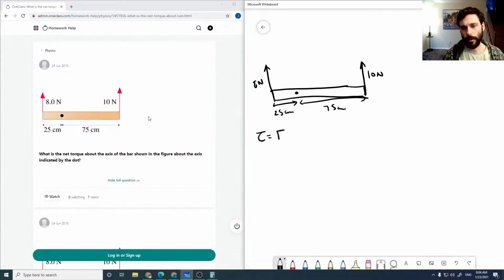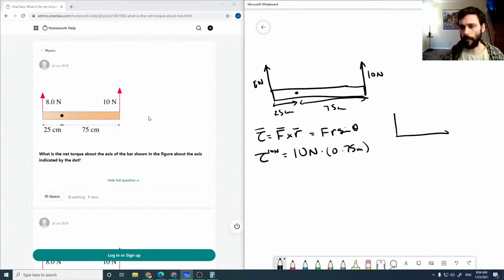So torque is F cross R. The torque due to the 10 Newton force is 10 newtons, which we can decompose into FR sine theta, where theta is the angle between them. So R here is 0.75 meters. And if we line the force and the R vector up tail to tail, we see that it's 90 degrees. Sine of 90 degrees is 1.